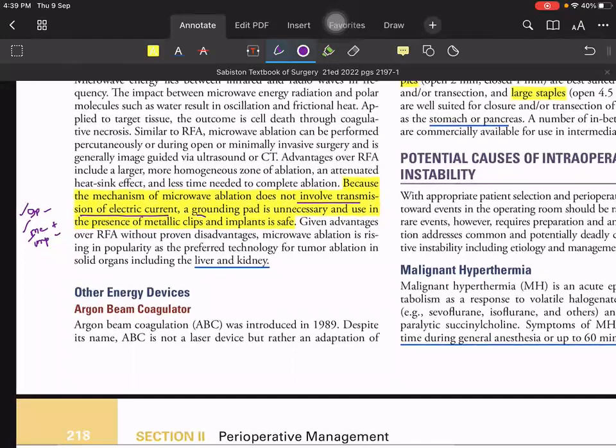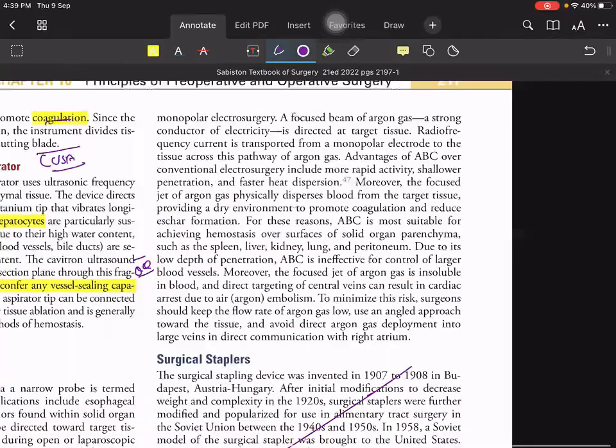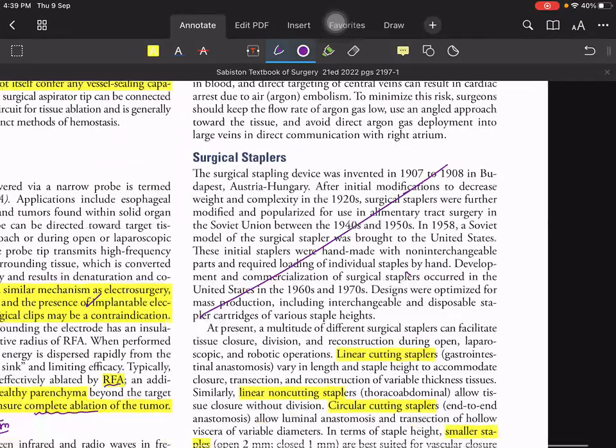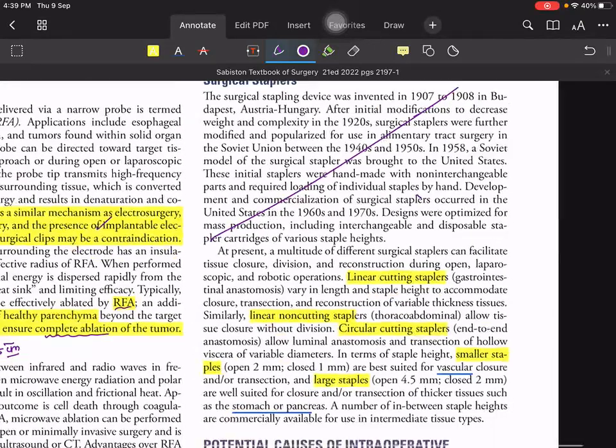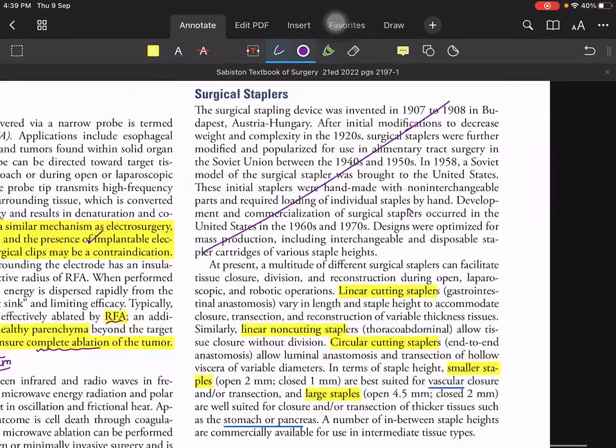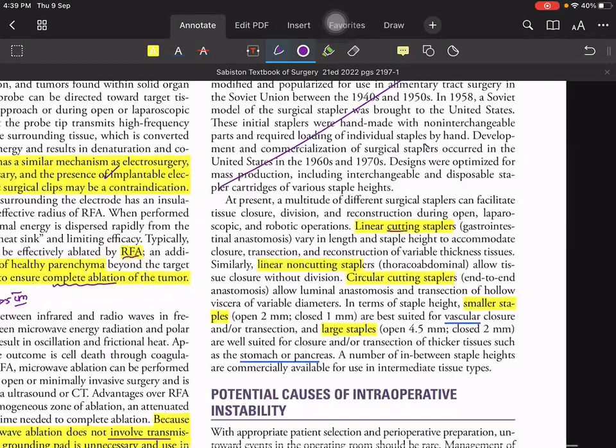Next is other energy devices. They are telling about argon beam coagulator. Argon beam is not much of an MCQ. Then the surgical staplers. They are telling that linear cutting staplers we use for GI anastomosis, and linear non-cutting staplers we use in thoracoabdominal surgery. It allows tissue closure without division. It will only close and not divide. That is the non-cutting stapler we use in thoracoabdominal surgery.